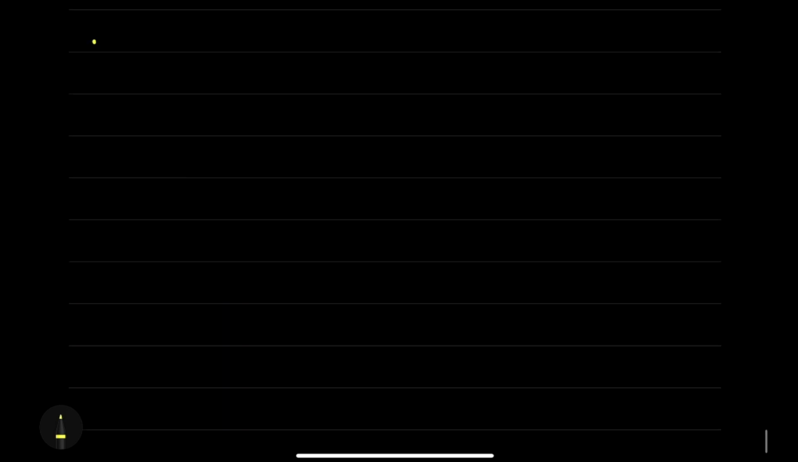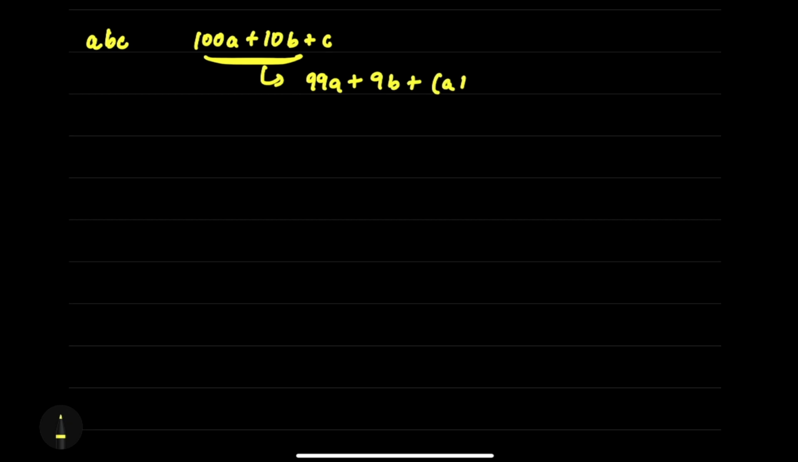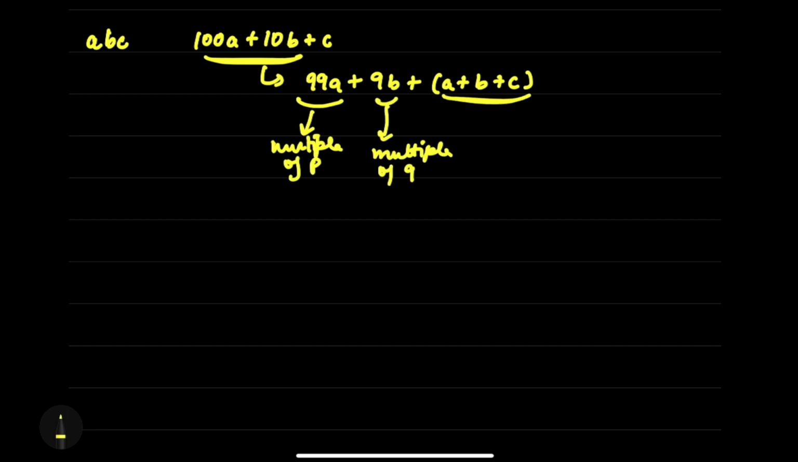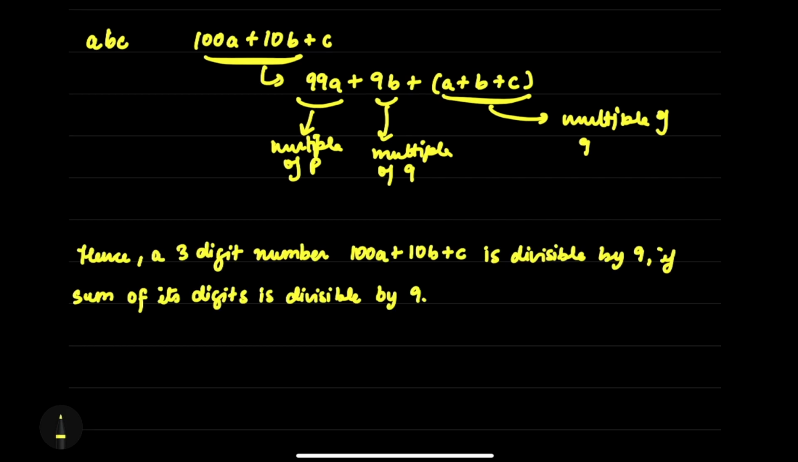For a general form, for a three-digit number ABC, we have 100A plus 10B plus C. We can write this down easily as 99A plus 9B plus A plus B plus C. 99A is a multiple of 9. 9B is a multiple of 9. Then we need to make A plus B plus C a multiple of 9 too, for the whole number ABC to be a multiple of 9. So hence, a three-digit number 100A plus 10B plus C will be divisible by 9 only if the sum of its digits A, B, and C is divisible by 9.